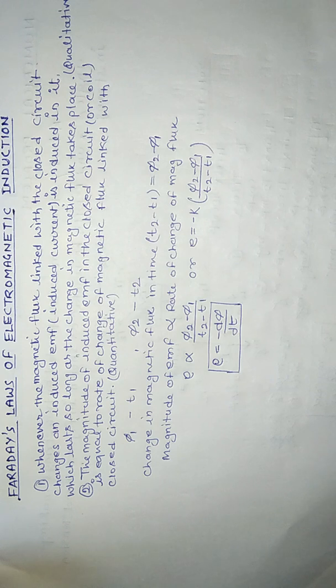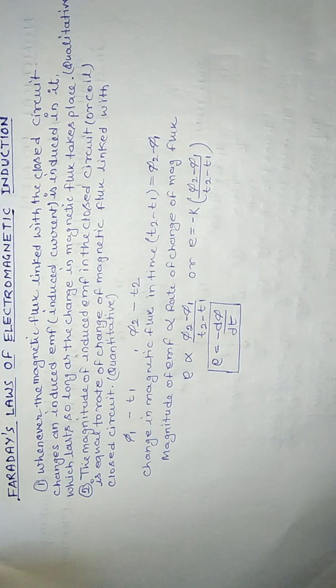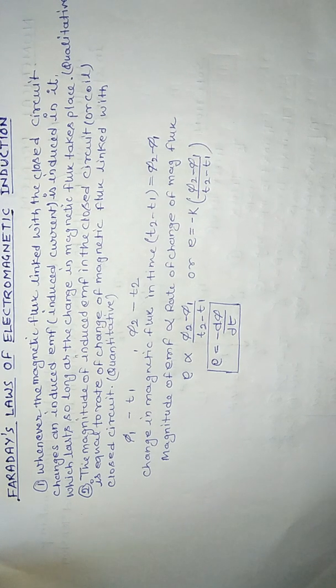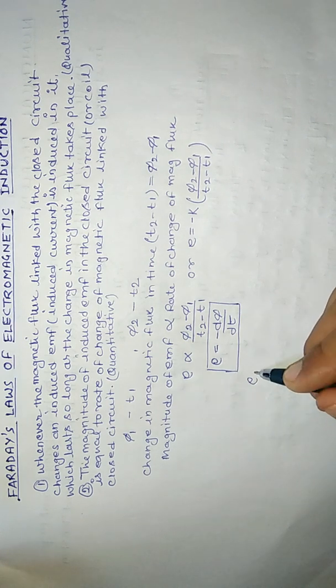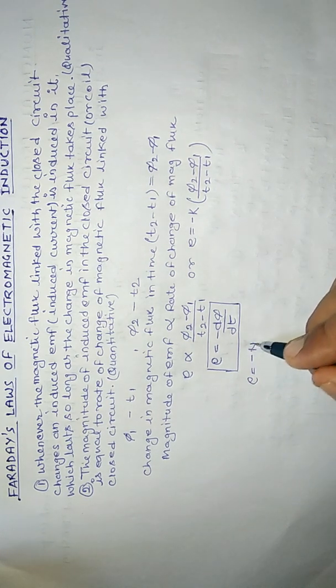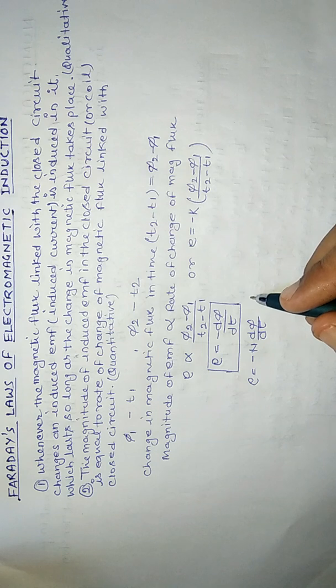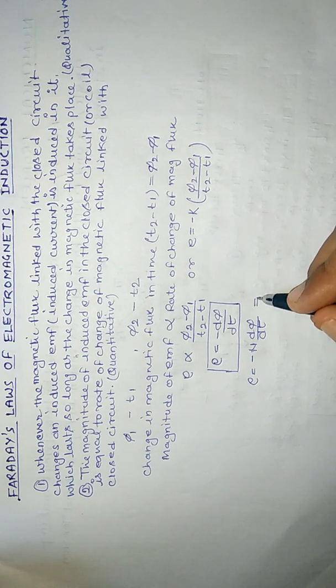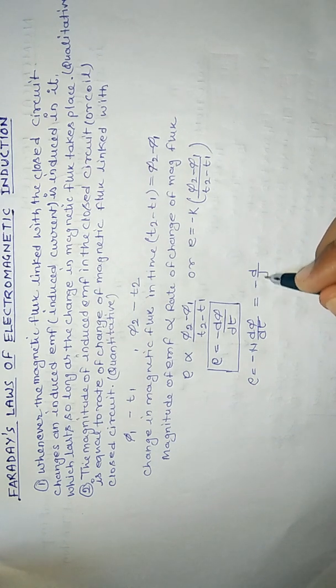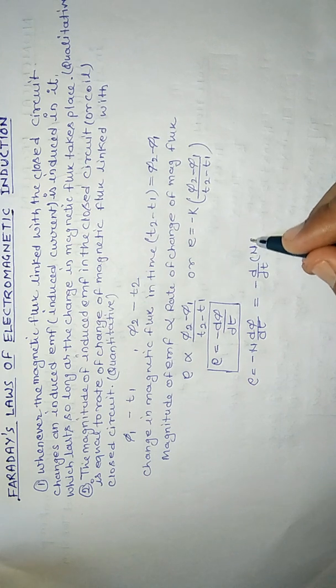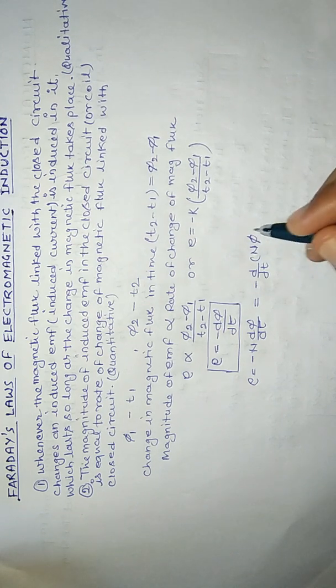Now if the coil has n number of turns, then E equals minus n d phi upon dt, or minus d upon dt of n phi, where n phi is the flux linked with all n turns of the coil.